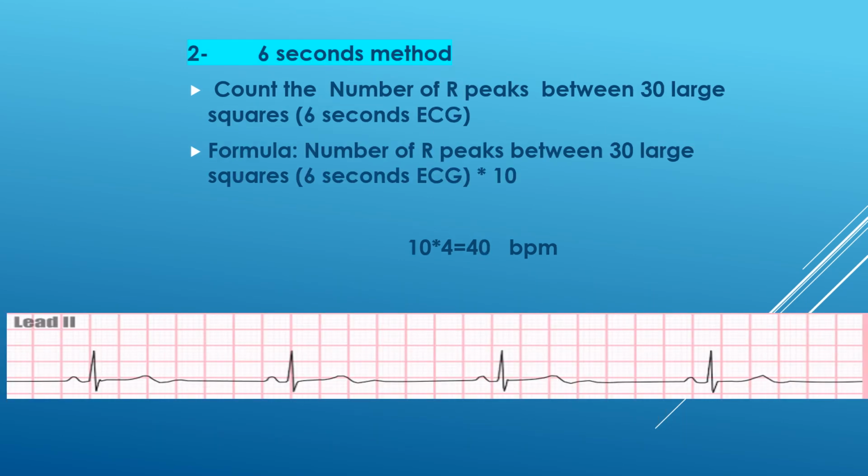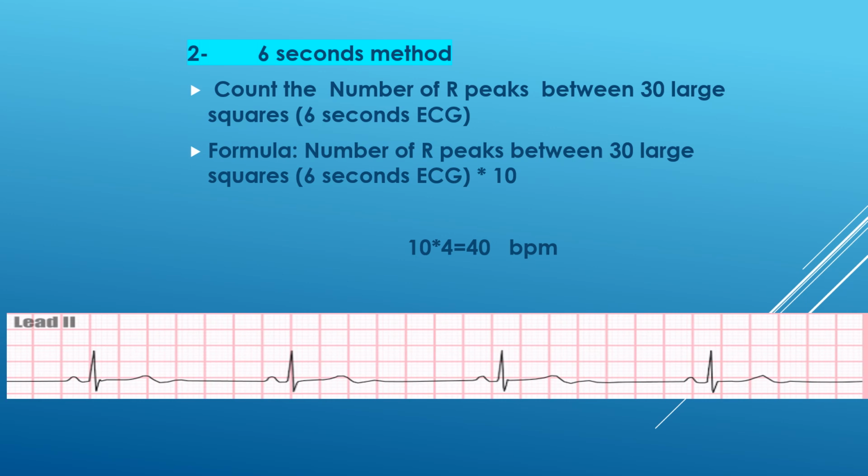The second method is the 6 seconds method. This we can use when the patient has an irregular heart rhythm. In such cases we can use the 6 seconds method. In the 6 seconds method, first you have to know what 6 seconds is, and how you can get a 6 seconds ECG. A 6-second ECG means the ECG in 30 large squares. In the strip, 30 large squares is 6 seconds.